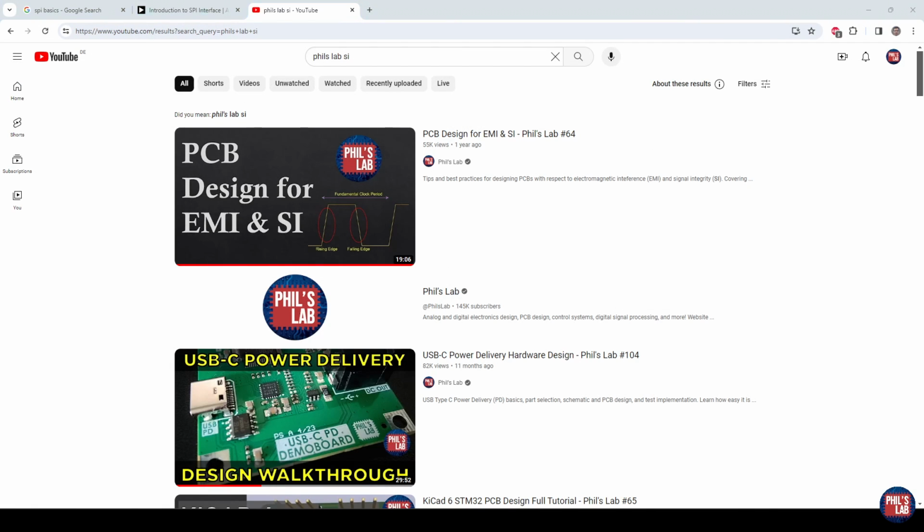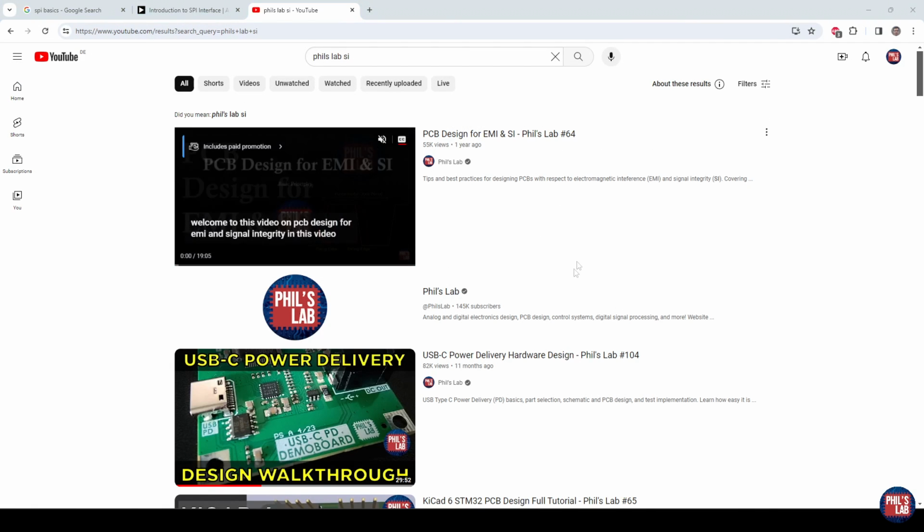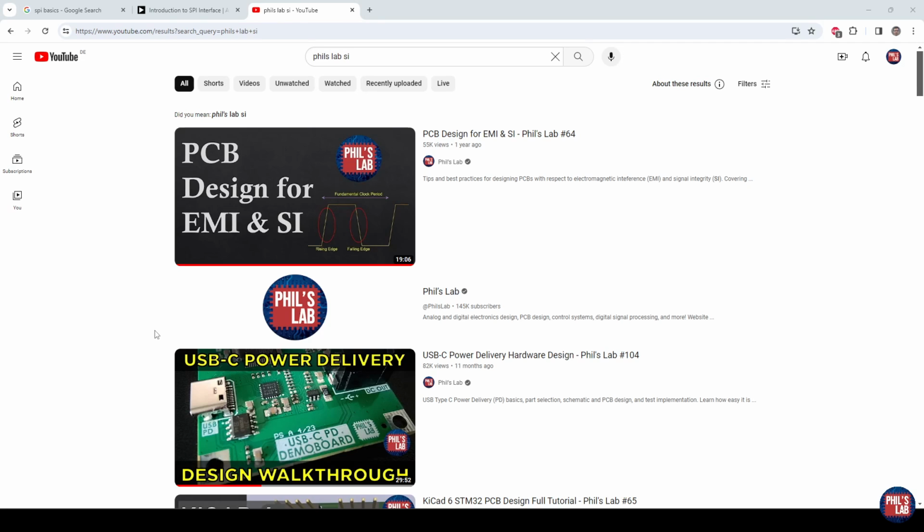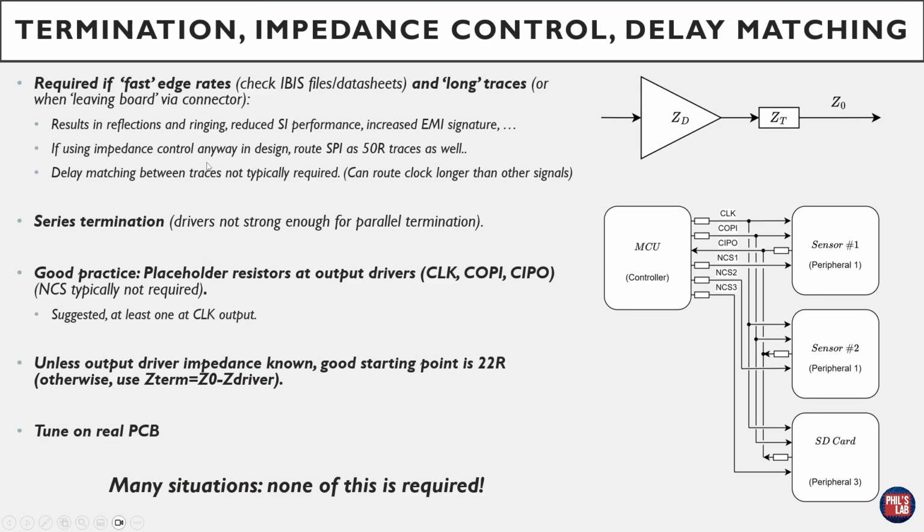I won't be going into detail here, but make sure to check out video number 64 on my channel, which goes into more detail of how you can see when a trace is long and short compared to rising and falling edges and those rates. If you happen to be using or needing impedance control in other aspects of your design, for example, if you're routing RF or routing any other high-speed digital, for example, DDR memory and so on, if you have impedance control anyway in your design, you may as well route SPI as 50 ohm traces as well, but it definitely isn't required in most cases. Same thing also with delay matching between traces, it is not typically required.